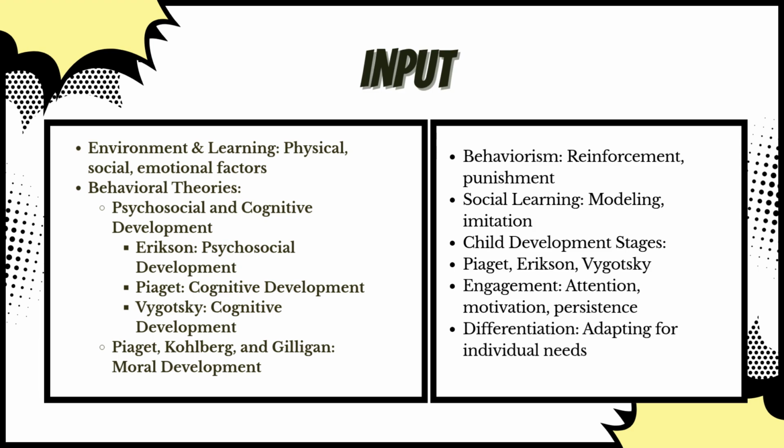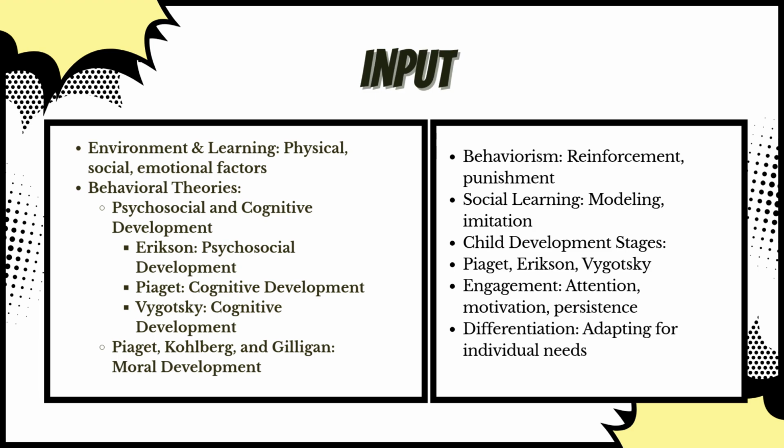So let's look at social learning. Social learning theory explains learning through modeling and imitation. Children learn by observing what others do, whether it's adults, peers, or whoever. They're going to watch and copy, especially when the modeling is admired or rewarded.